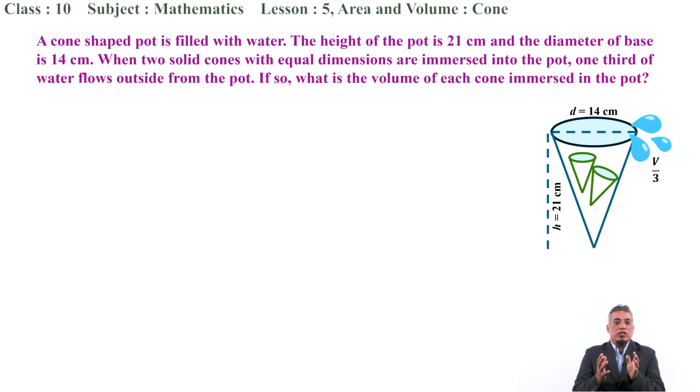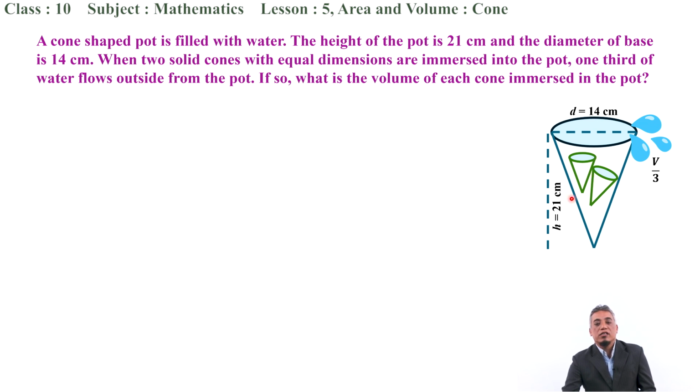Here's a cone-shaped pot filled with water. The height of the pot is 21 centimeters and the diameter of its base is 14 centimeters. Here water is filled in this, diameter is given, height is given. And when two solid cones with equal dimensions are immersed into the pot, they are dipped into the pot, and 1/3 of the water flows outside.